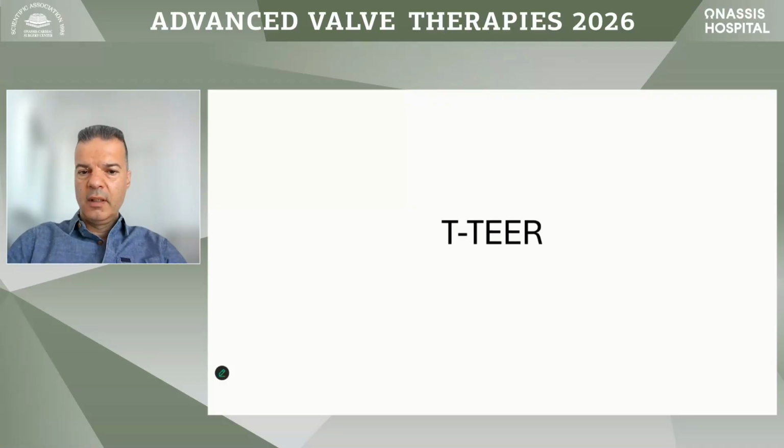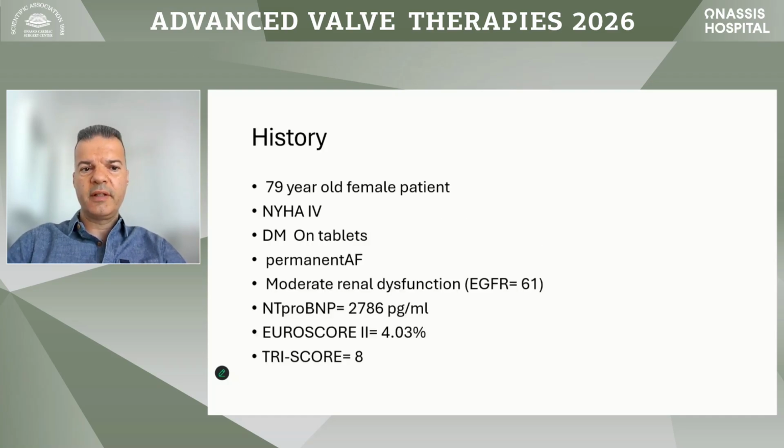It's a great pleasure to show a recorded live case that we performed, the tricuspid TEER. So briefly, I will go through the history of the patient. This is a 79-year-old female patient, severely symptomatic with diabetes, permanent AF. Most of these patients have got chronic AF. There's some renal dysfunction. NT-proBNP is elevated. Left ventricular ejection fraction is maintained.